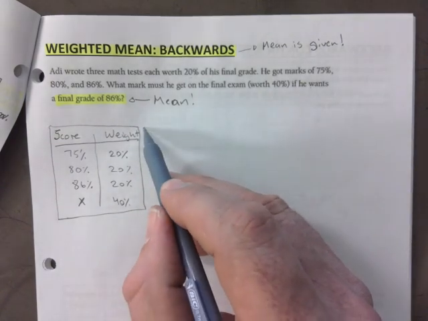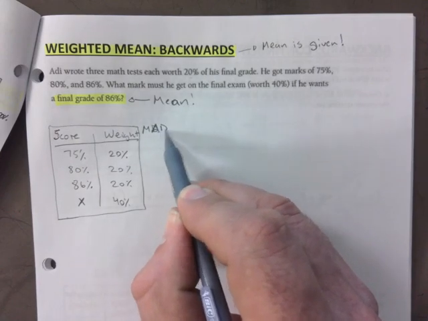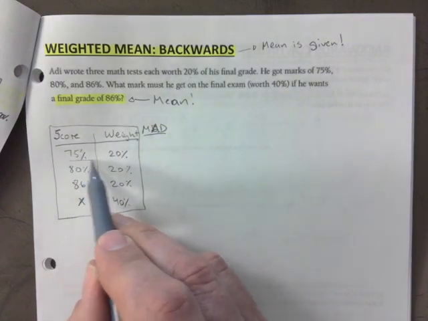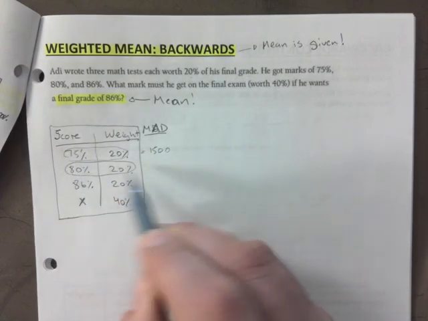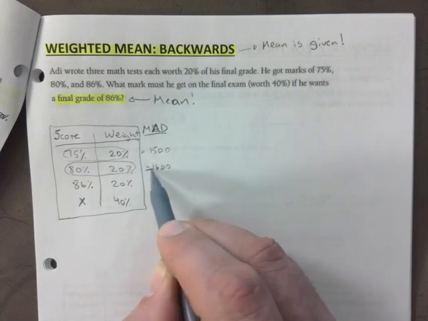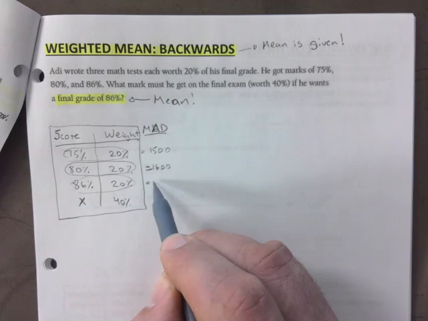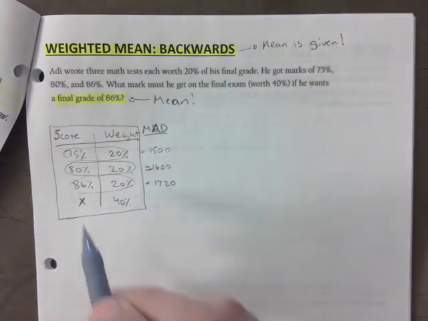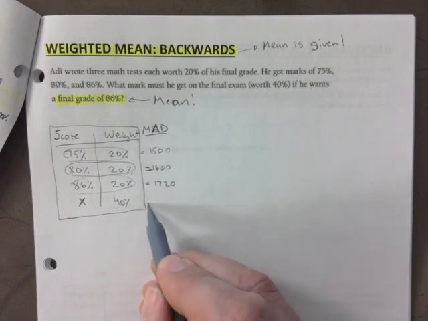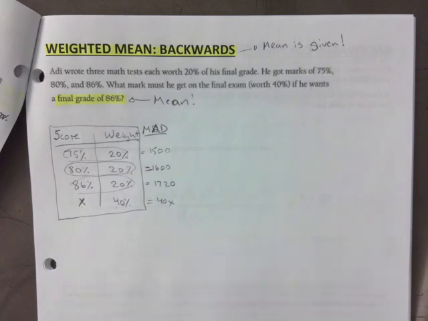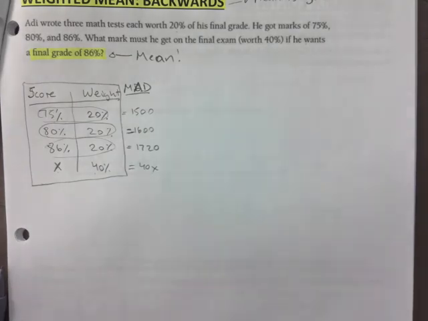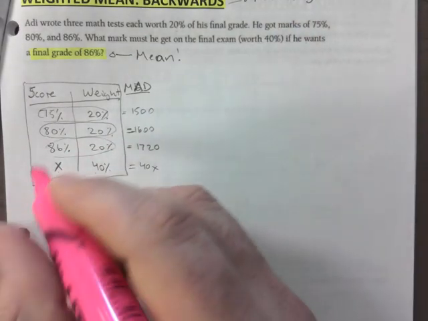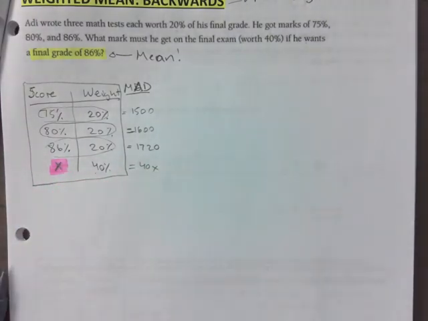Guess what? You're gonna apply the same first steps. Okay, MAD. 20 times 75 is 1500. 80 times 20 is 1600. 86 times 20 is 1720. X times 40, 40x, or we normally go 40, then x times 40, it doesn't matter. So that is the first part of this. This is our unknown. I'll give it a different color. Let's go pink here. We're trying to find what that is supposed to be.